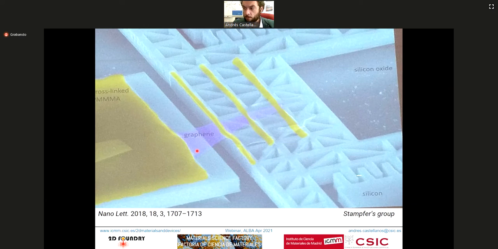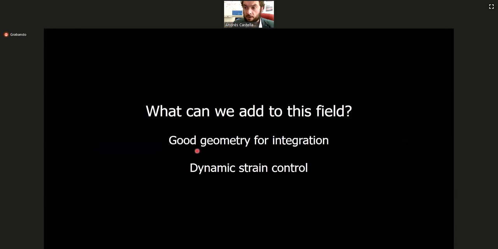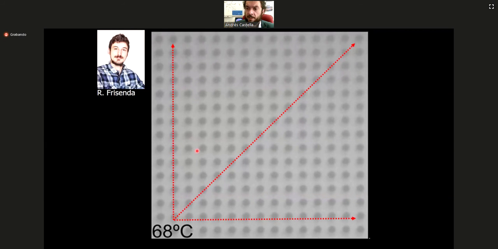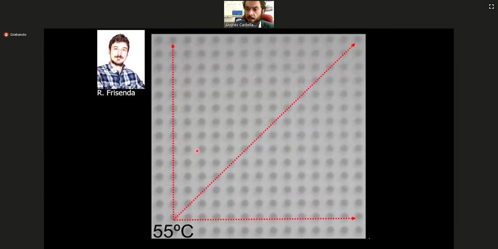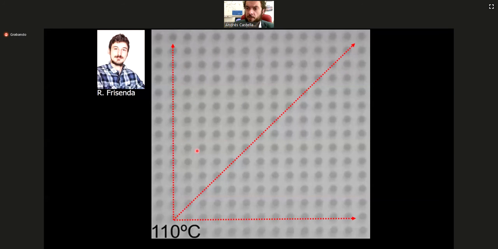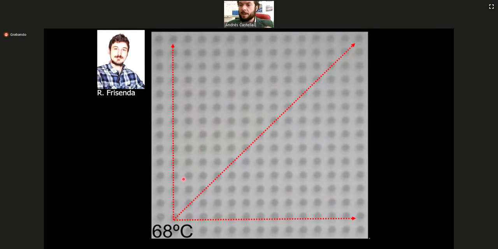So within this context, we were wondering what could we add to the field of straintronics. And in my group, we are rather good at finding easy solutions to technical problems that are complicated. And we thought about a way of applying strain in a dynamic way on a device with a very simple geometry. So basically, our approach is to fabricate our devices on polymer substrates that have a large thermal expansion, and therefore, by changing the temperature of the substrate just a little, we are able to expand this polymer substrate and apply a biaxial strain to our flakes.